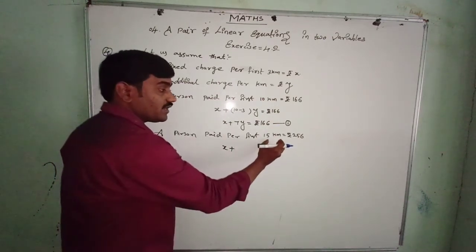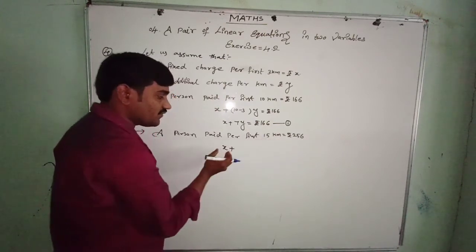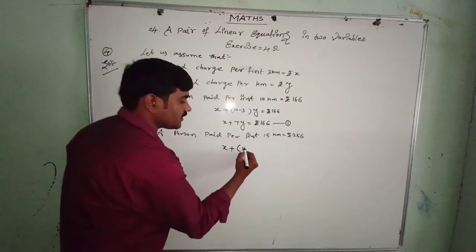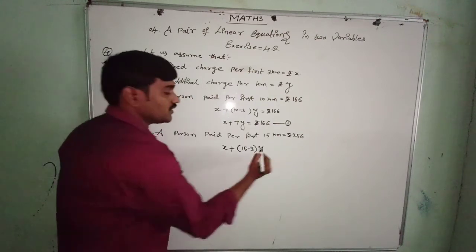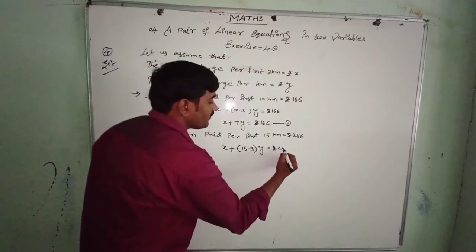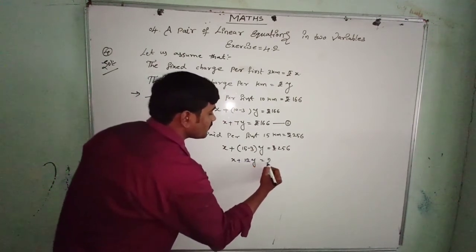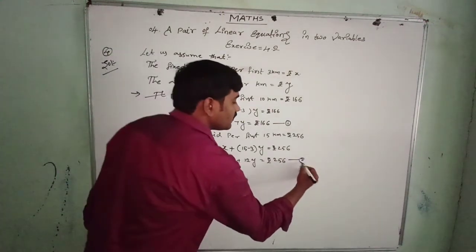మళ్ళీ ఇతను ఎంత వెళ్ళాడు 15 కిలోమీటర్స్ వెళ్ళాడు అంటే 15లో ఆల్రెడీ ఫస్ట్ 3 కిలోమీటర్స్ ఛార్జ్ చేశాడు అంటే ఇంకో 12 కిలోమీటర్స్ మాత్రమే ఛార్జ్ చేయాలి. సో 15 minus 3 into y. 15 minus 3 will get 12. That is x plus 12y equal to rupees 256. This is equation number 2.